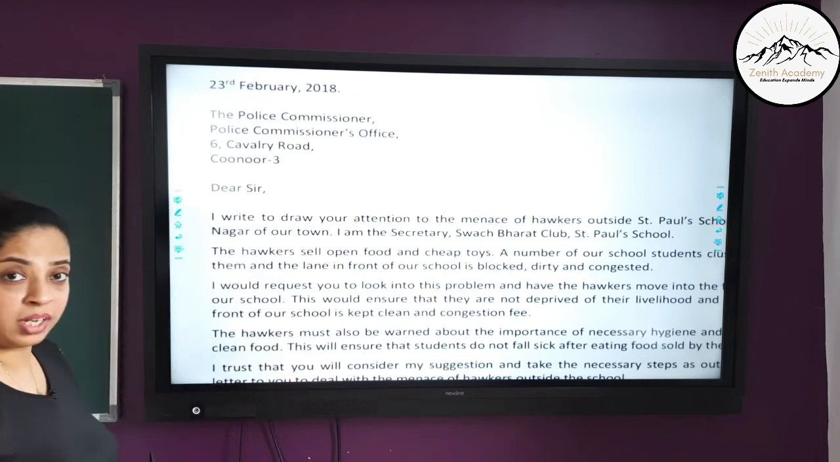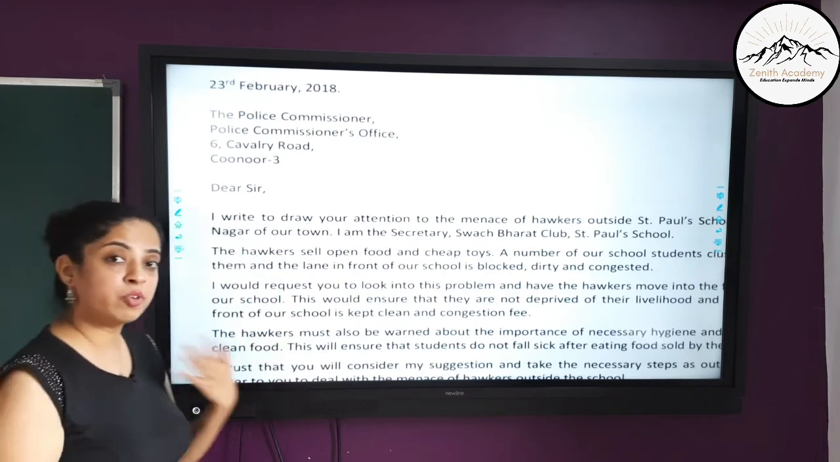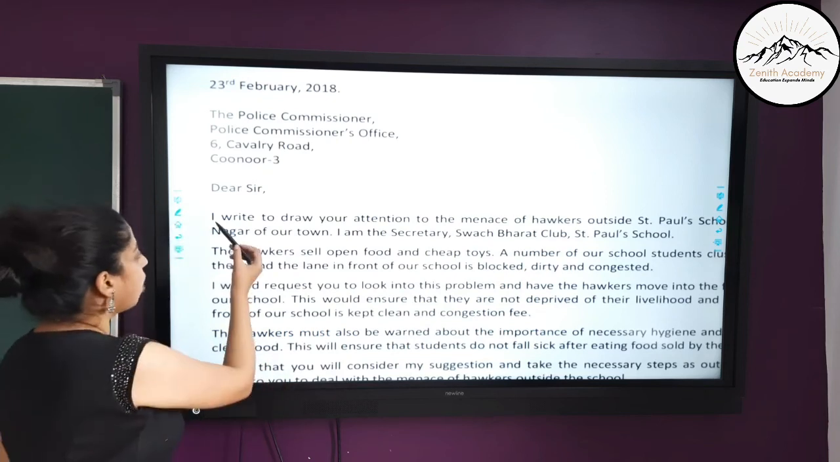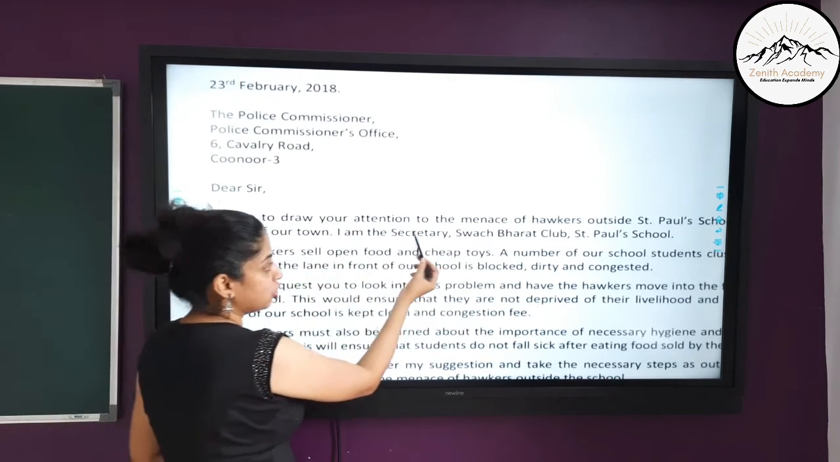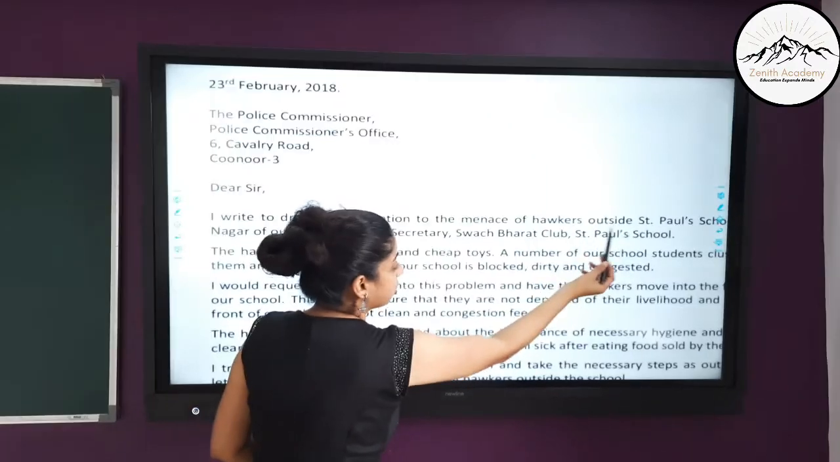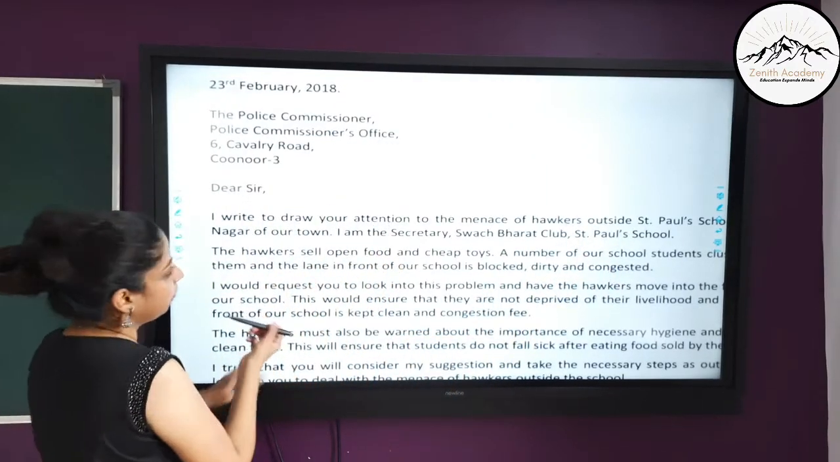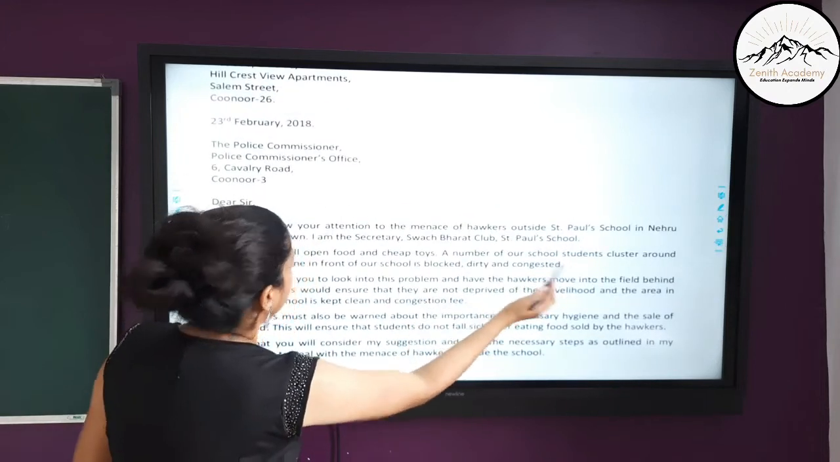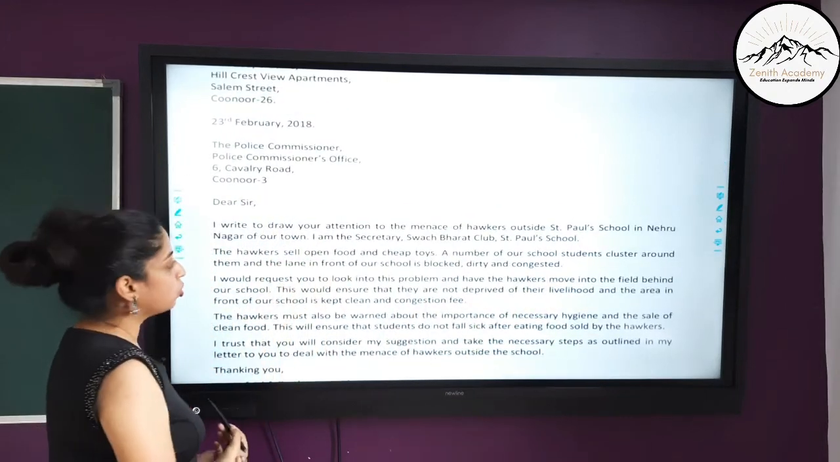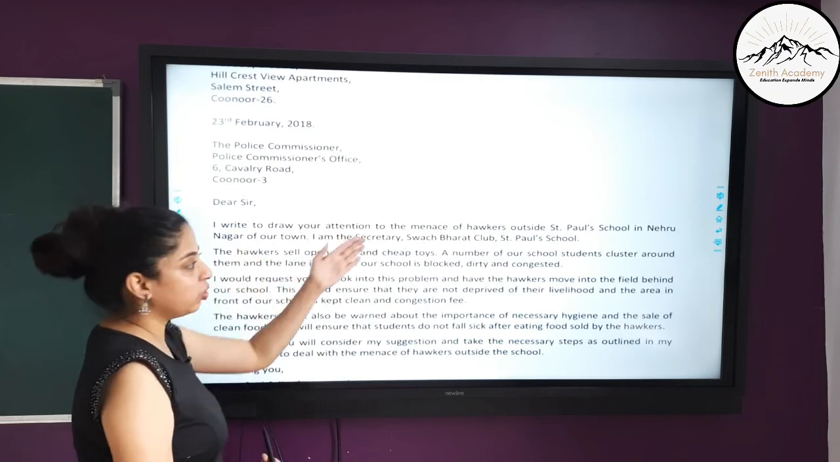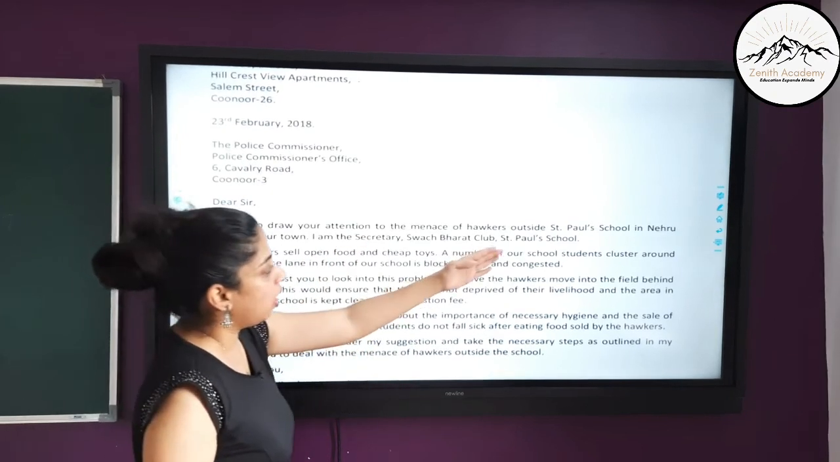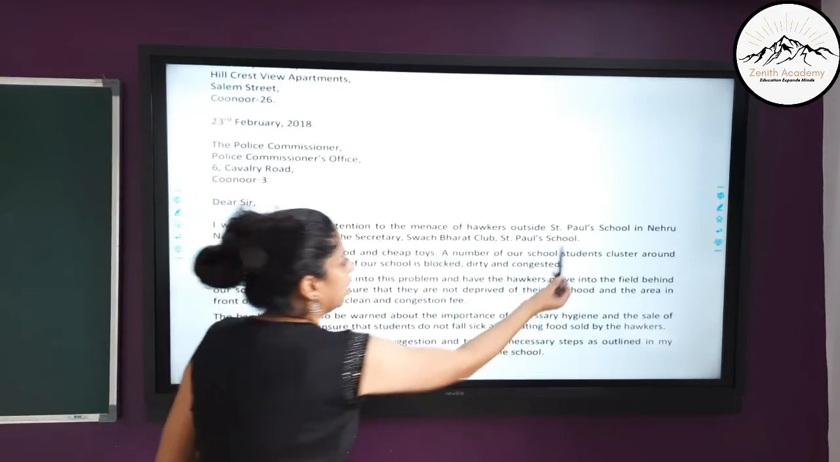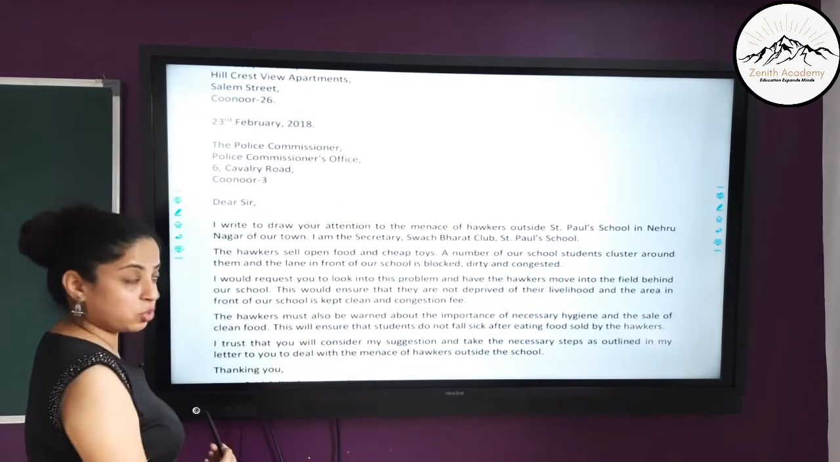So this is your first paragraph, in which you are supposed to introduce yourself and tell the problem. So I write to draw your attention to the menace of hawkers outside St. Paul's School in Nehru Nagar of our town. So here, why you are writing, you have mentioned, okay, and you have to mention the name of the school and the area of the school.